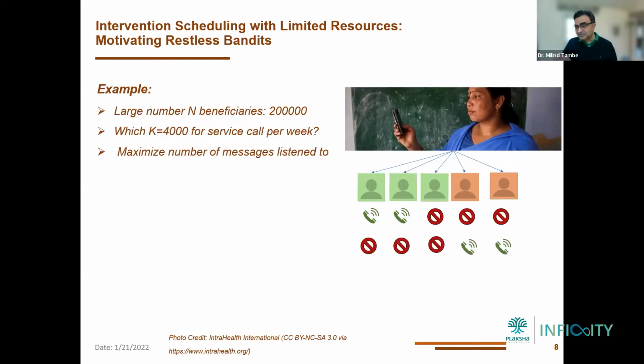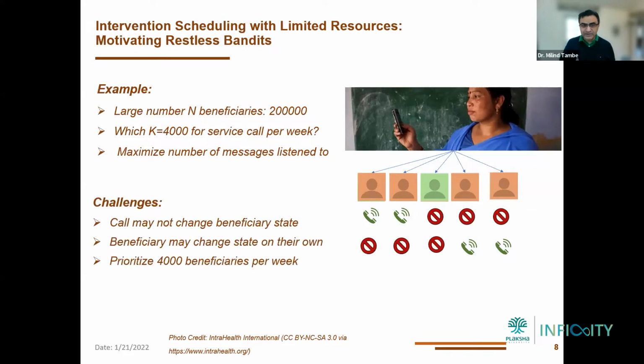Supposing she decides on these two mothers which are in red, this turns out to be a bad choice because these two mothers remain red, but the other two which were green earlier have also turned to red. So the point here is that a service call may not change a beneficiary state from non-listening to listening. However, beneficiaries may change state on their own from red to green or green to red. And yet, we have to prioritize 4,000 beneficiaries per week from the 200,000 that are enrolled in the program.